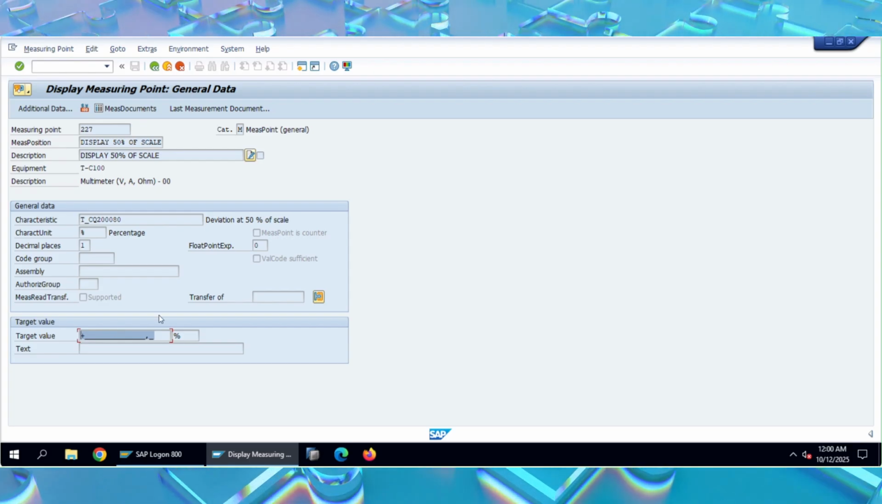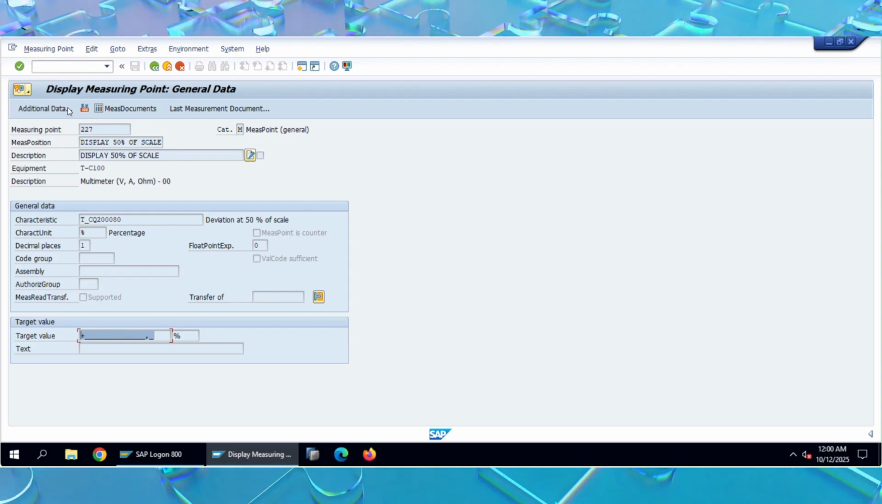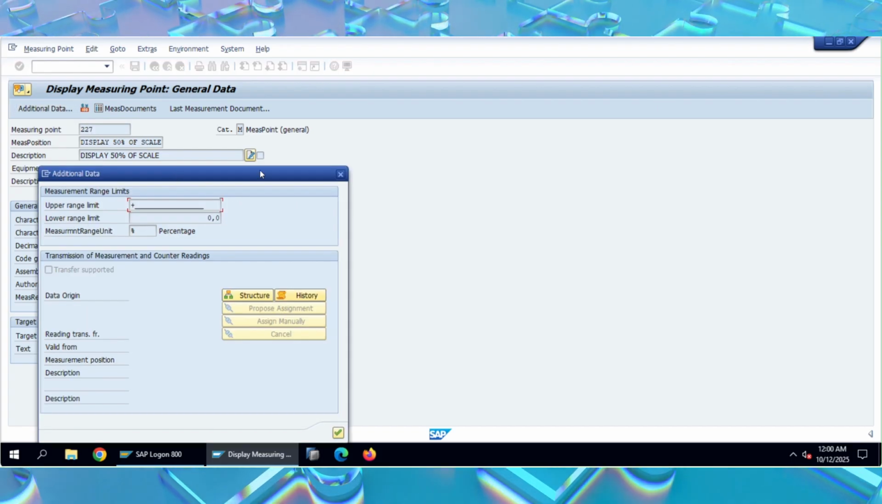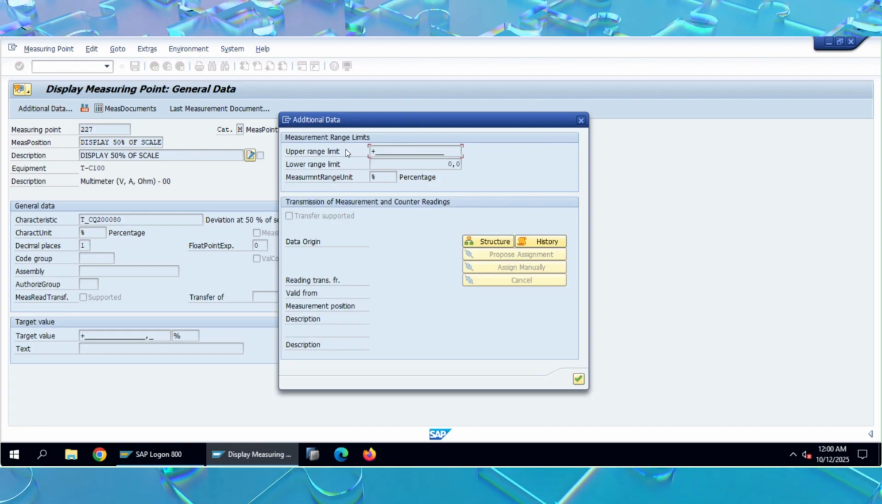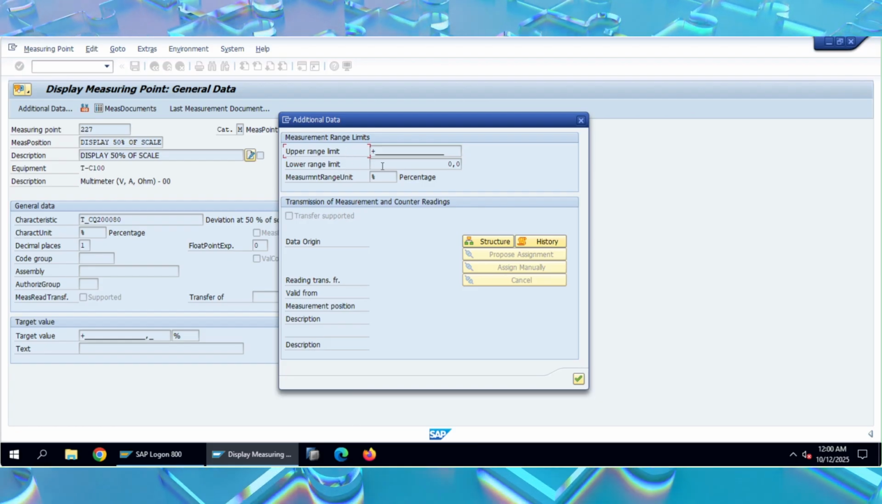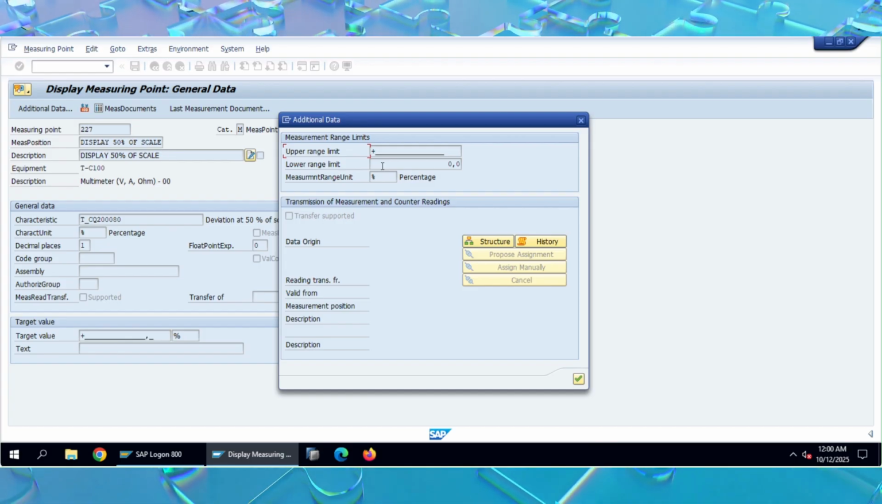So that tolerance also you have to tell to the system. Here, if you go to the additional data and click over here, you can see there is an upper range limit and a lower range limit. It means you are telling the system, so this is my limit.